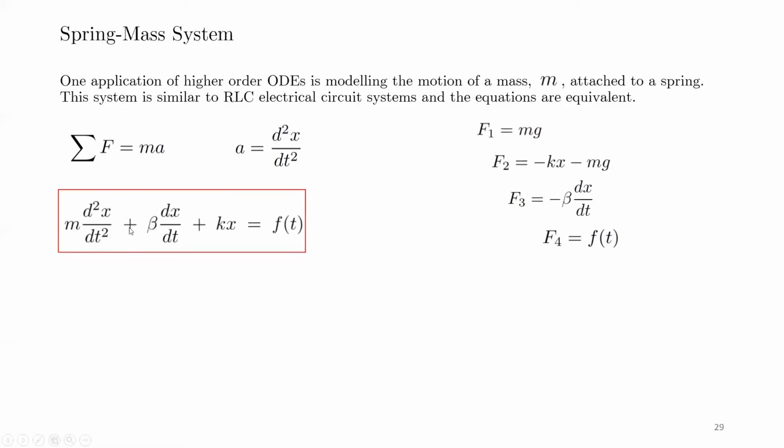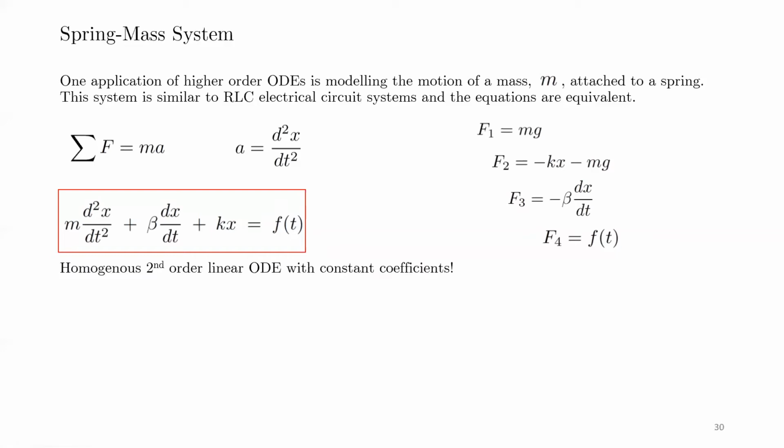So if we do that, we end up with mass times the second derivative of x with respect to t. So this was this acceleration term here. That's where this comes from. Plus beta times dx by dt. So that's from force 3, the damping force. See, we had a first derivative of x with respect to time. Plus k times x. So that's Hooke's law. So this is F2 over here, equals some external force. Okay. So this is the ODE that governs the behavior of a mass spring system.